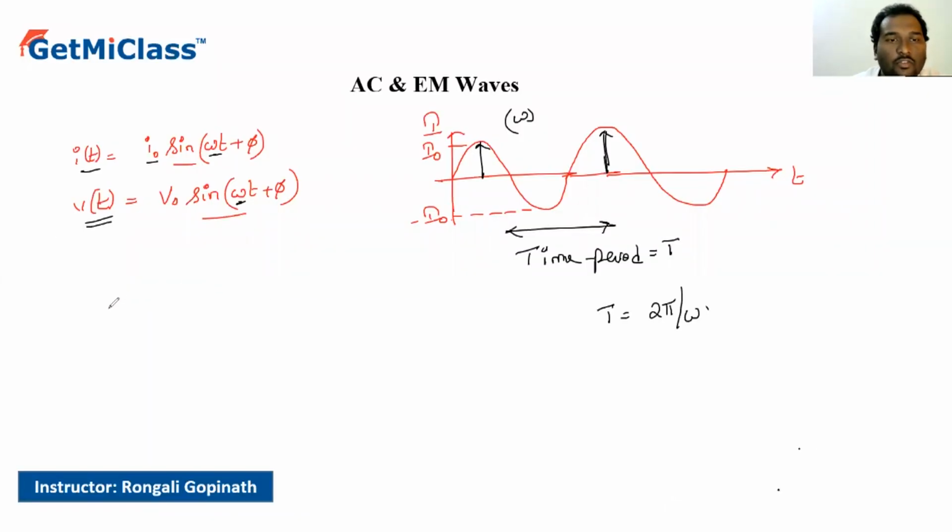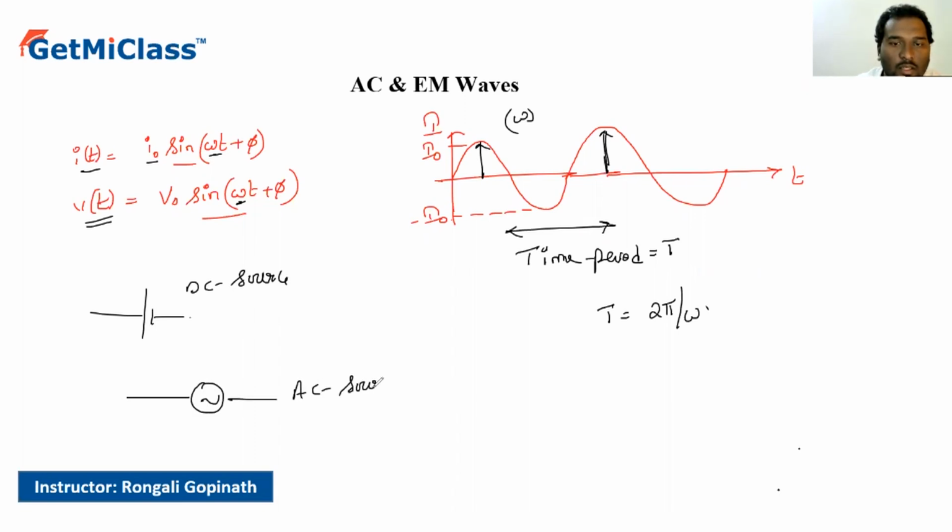In case of DC, we represent the battery or the voltage source like this. This is a DC source. In case of an AC, we represent it like this. This is called an AC source. The rest of the passive elements, like a resistor, capacitor, and an inductor, all have the same symbol, whether it is a DC circuit or an AC circuit. The only difference is the voltage source, which is represented by this symbol, right?